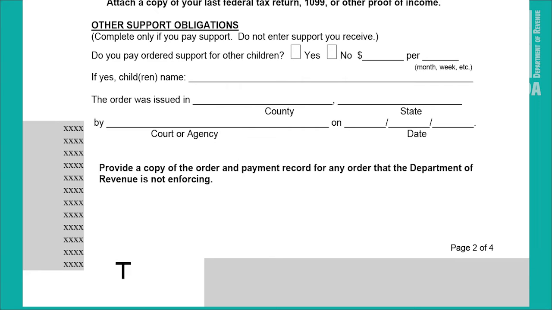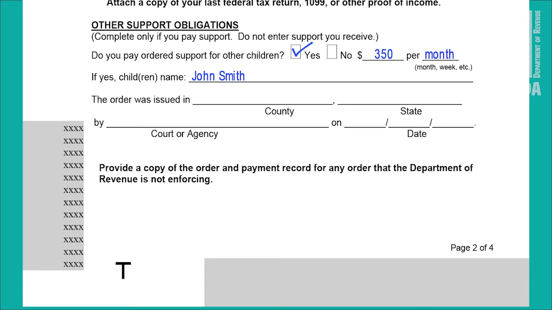Only send us copies. Now, move to the Other Support Obligations section. If you do not pay support for any other child, mark the No box and move to the next section. If you do pay support for another child, mark the Yes box and enter the amount and frequency of those payments. Then, write the name of the child or children that the support is for.